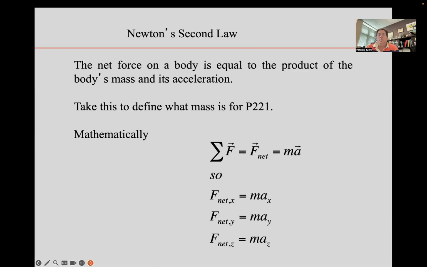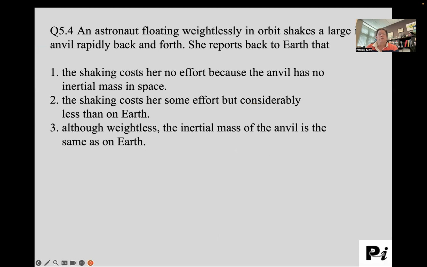Okay, let's go through some questions, make sure we are understanding what Newton's second law is saying clearly. So, an astronaut is floating weightlessly in orbit and shakes a large iron anvil rapidly back and forth. She reports back to Earth that: one, the shaking costs her no effort because the anvil has no inertial mass in space; two, shaking costs her some effort, but considerably less than on Earth; or three, although weightless, the inertial mass of the anvil is the same as on Earth. Which of those makes sense in terms of Newton's second law of motion?